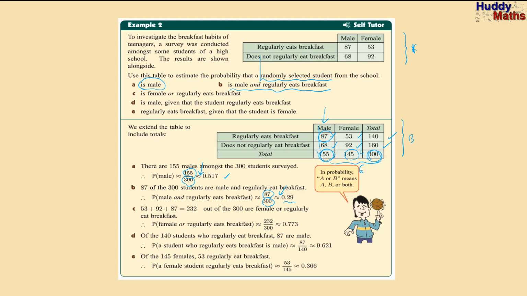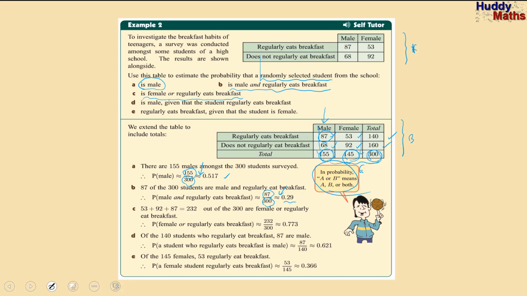All right, what about is female or regularly eats breakfast? Now, or means it could be a female and regularly eats breakfast, so you could do two things. Or it could just be a female who doesn't regularly eat breakfast, or just regularly eats breakfast. So let's have a look. How many are female? So we've got 145. And how many regularly eat breakfast? What have we got? Well, we can't count them twice.